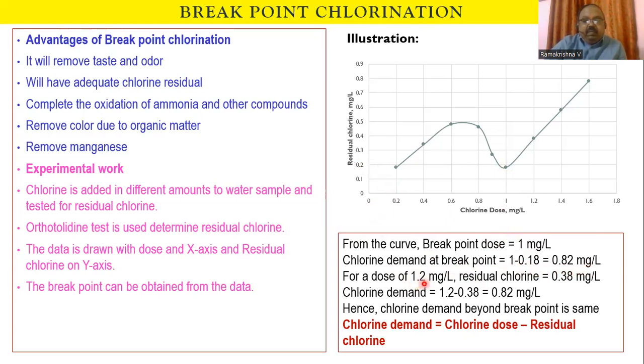For a dosage of 1.2 milligram per liter, if you check this value, the corresponding residual chlorine is around 0.38, and even there the chlorine demand is 0.82. So two values you have taken randomly, and what you are observing is a constant chlorine demand. That's what the meaning is. The breakpoint chlorination will help you to fix the optimum dosage and complete all the impurities reduction in the water.